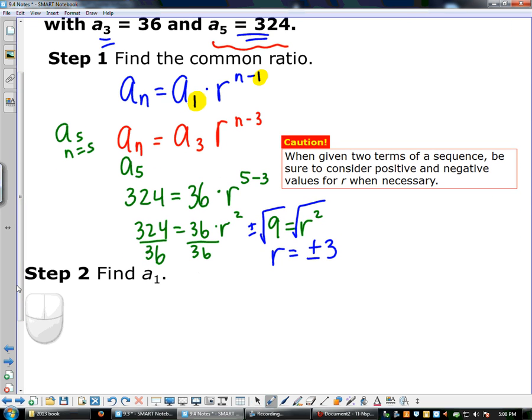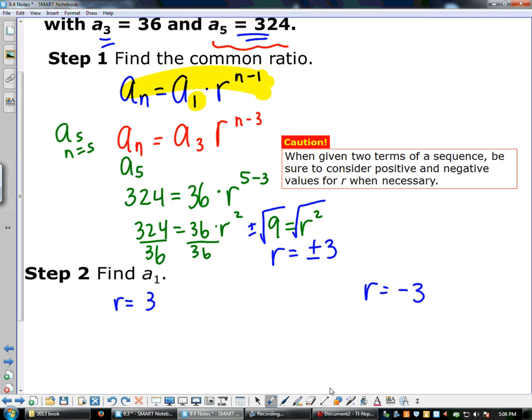So let's do two cases. In case 1, we treat r as equal to positive 3, and then we'll come back and do case 2 where r is equal to negative 3. Starting off with r equal to 3, my goal is to find the 8th term, so I'm going to need the first term. To find the first term, I'm going to go back to my original equation, which we were given up here.